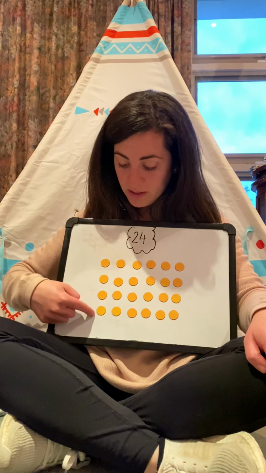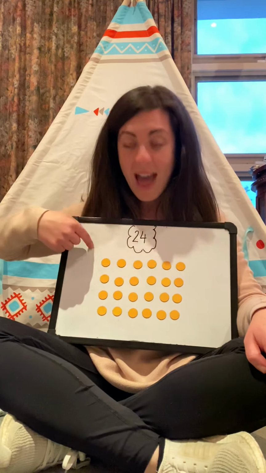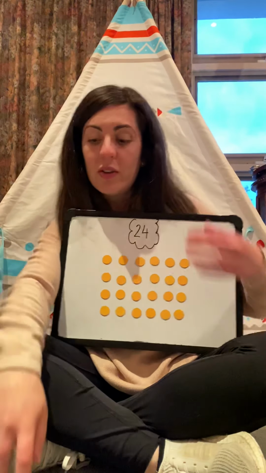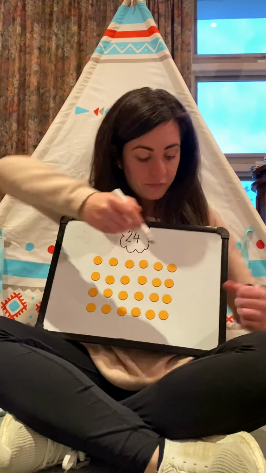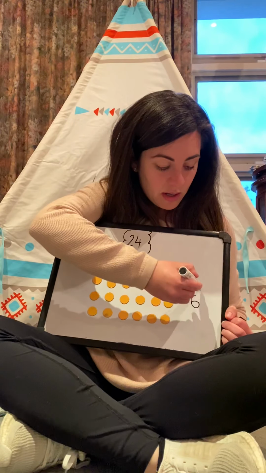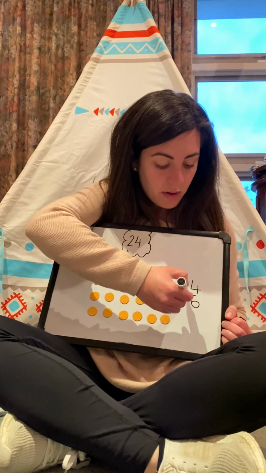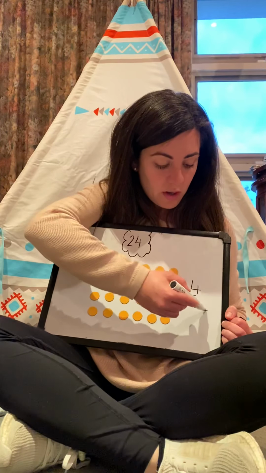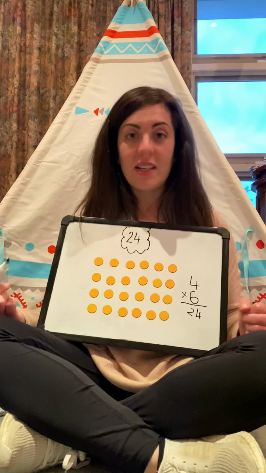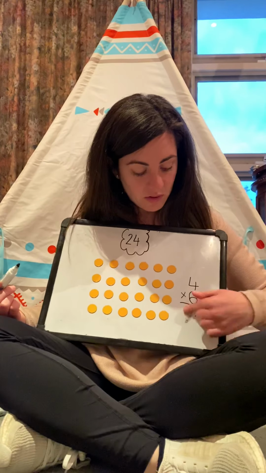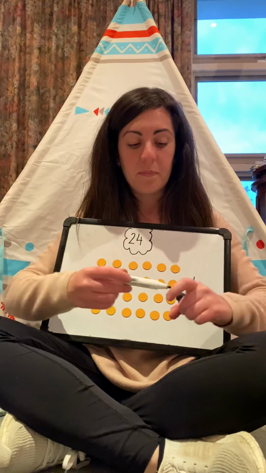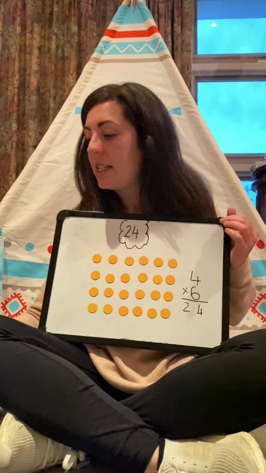I have 4 groups, and in each group I definitely have 6 counters. 1, 2, 3, 4, 5, 6. So that would look like this. I have 6 groups. I have 4 in each group. So 6 groups of 4 is equal to 24. Sorry about that wonky two. I might have to do that again. 24. Okay, that was pretty easy.